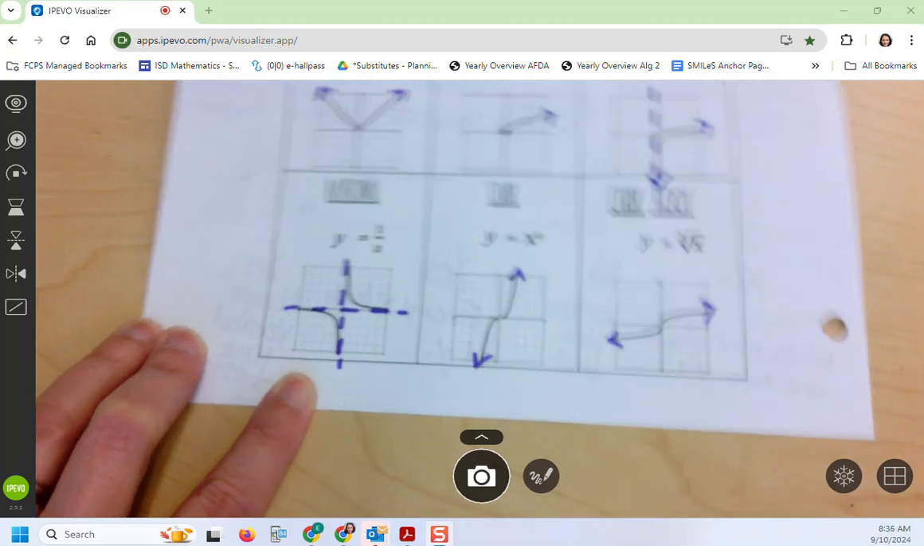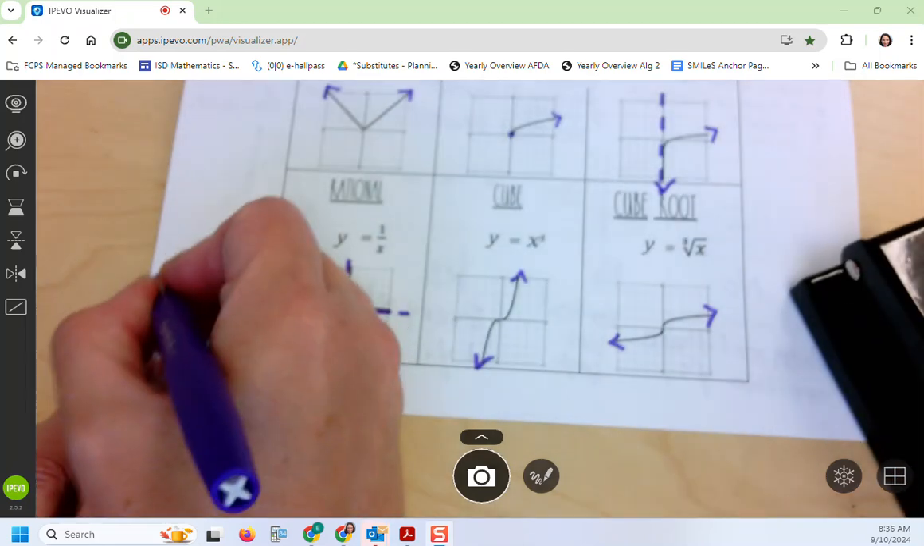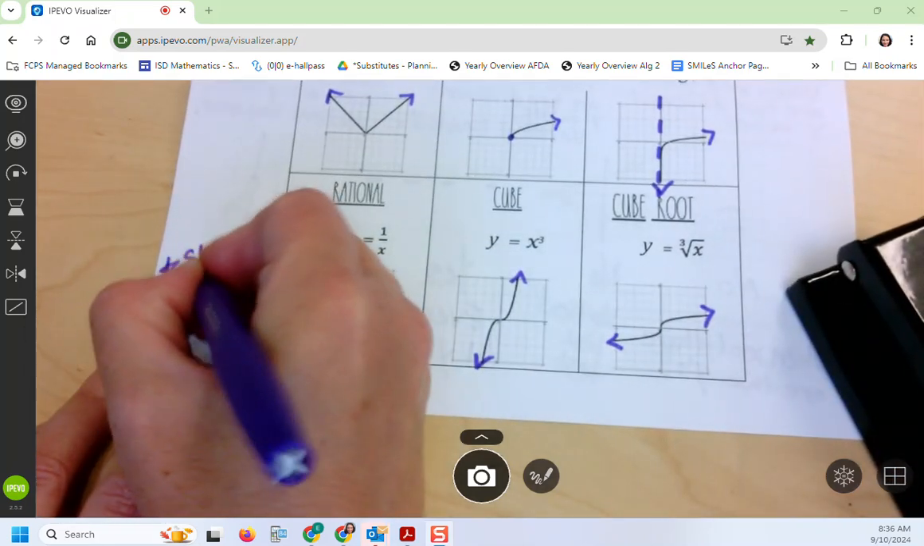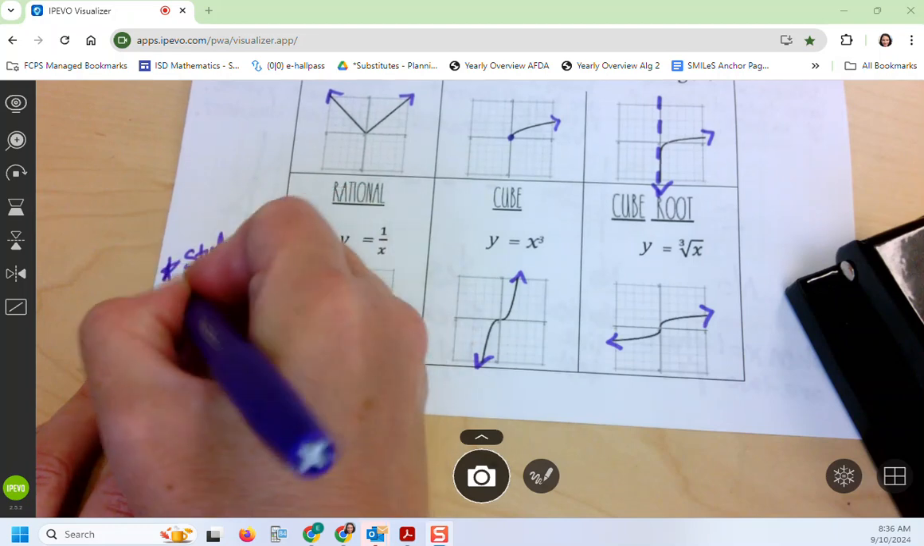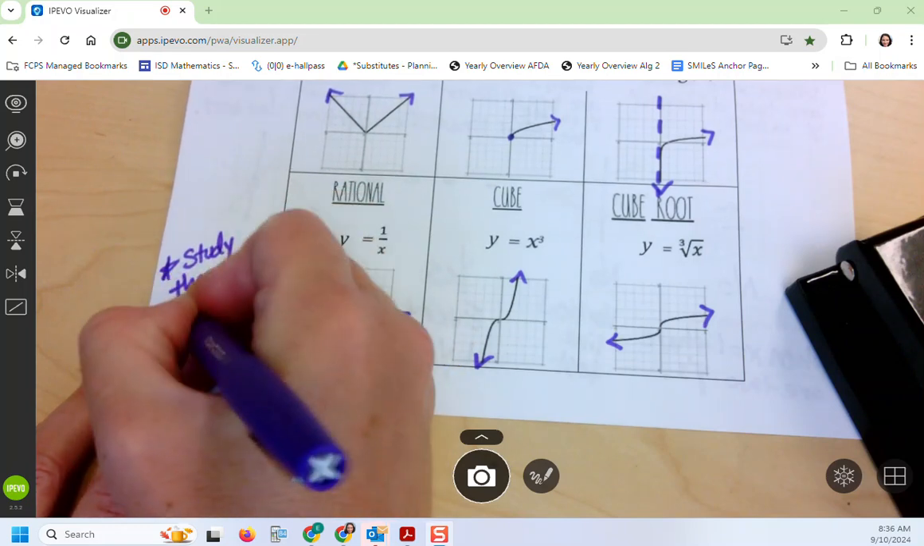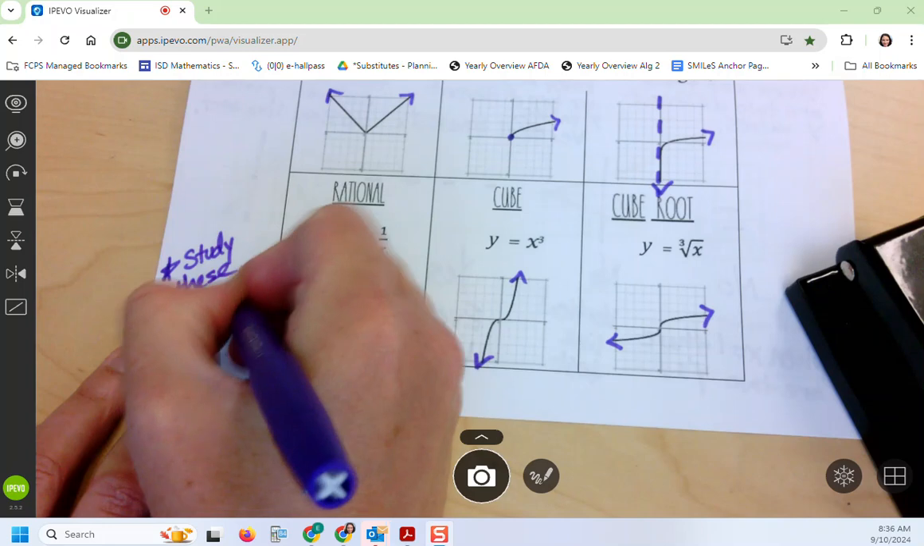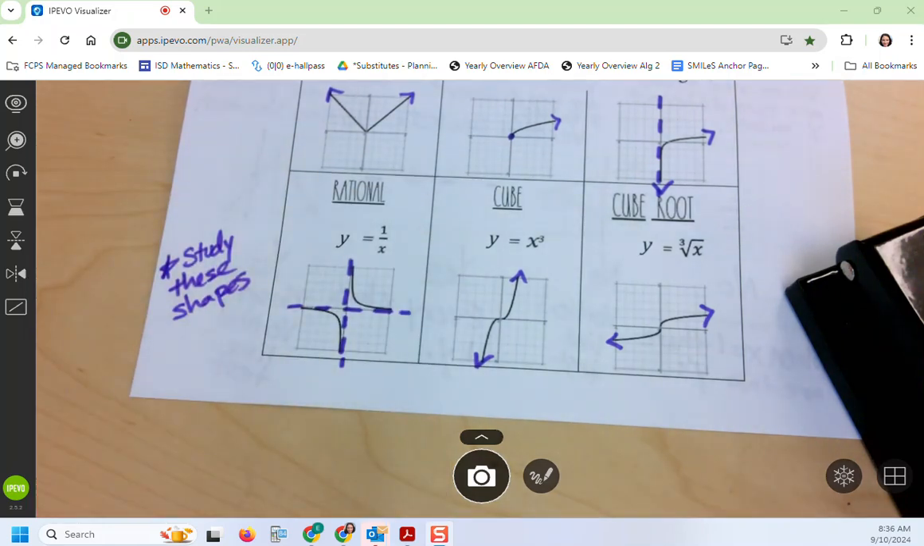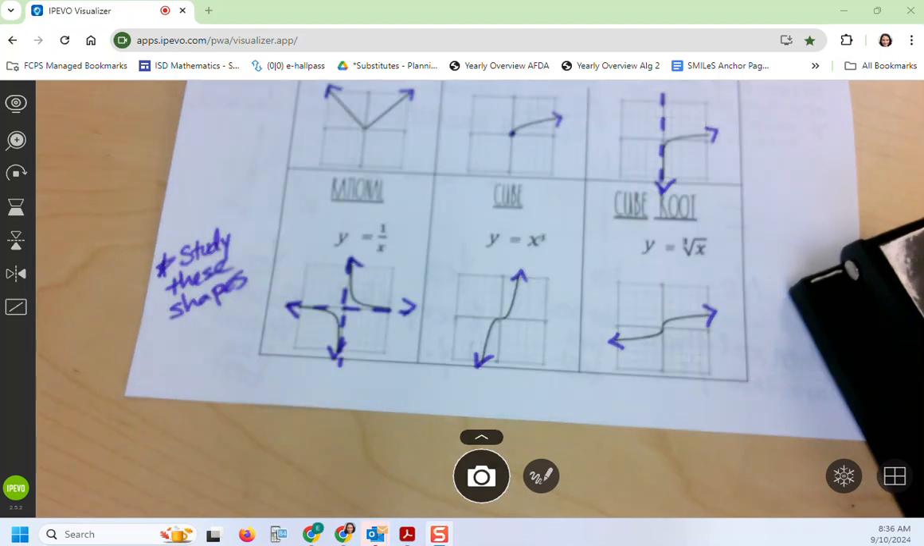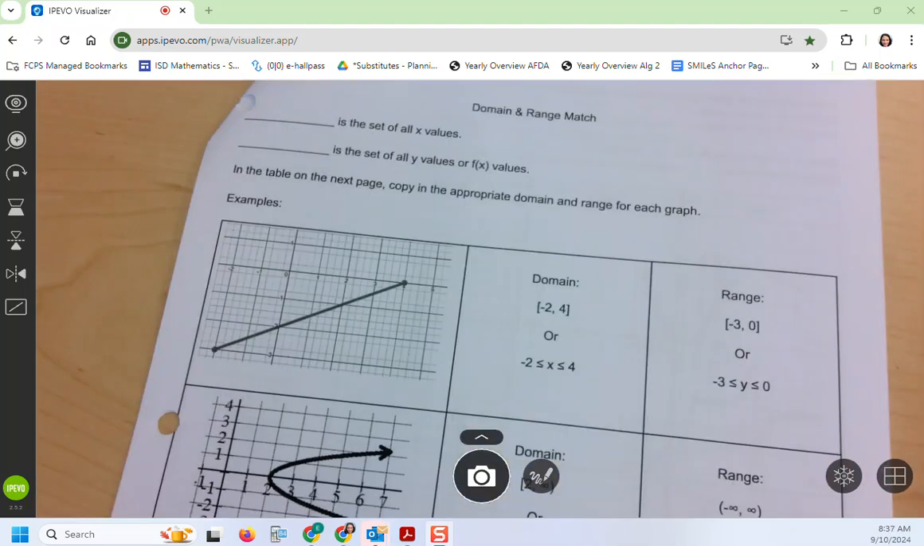So make yourself a note to study these shapes. Okay? If you draw them on flashcards, then you could put the names on the back. You do need to know these shapes. I just added the arrows to the rational. Make sure you're on the correct side.